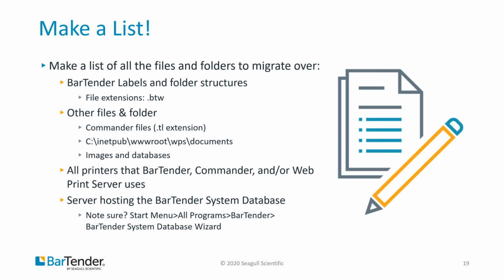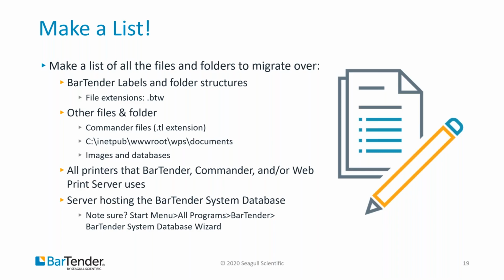There are printers, so we need to assess what printers we're using, the naming convention, and be prepared to install them. Lastly, and most importantly for this webinar, is our BarTender system database. Remember, while labels support connecting to different database platforms, the BarTender system database is going to be a SQL Server instance, so you can narrow down your result as far as that goes. So we need to know where that's stored.